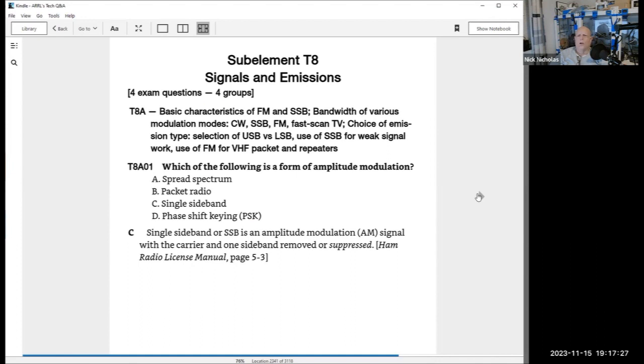Okay, we're going to cover FM sideband, bandwidths, etc. I'm going to jump right into it. Which of the following is a form of amplitude modulation? Single sideband is an amplitude modulation. All of the others aren't. Spread spectrum is its own type of modulation. Packet radio is generally FM. And phase shift keying, phase is the key there, is FM. Single sideband is basically an AM signal in which one sideband and the carrier have been suppressed or removed.